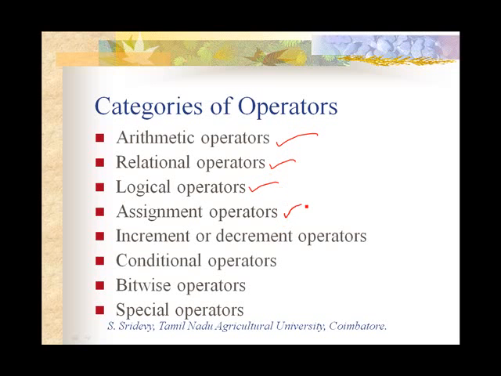Assignment operator. This assignment operator I have already explained in one of the sessions. That is your equal sign. Equal sign is nothing but an assignment operator. It is used to assign a value to a variable. Since it is used to assign a value to a variable, it is called an assignment operator. Then the next ones are increment or decrement operators, conditional operators, bitwise operators, and special operators. These are the categories of operators which are used in the language C.